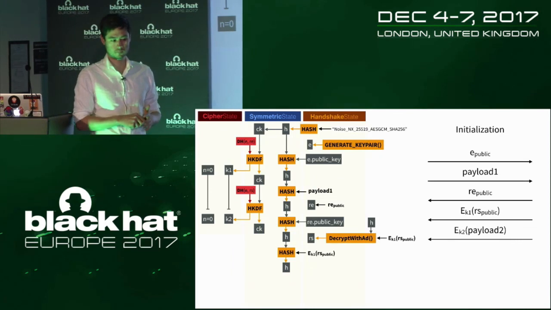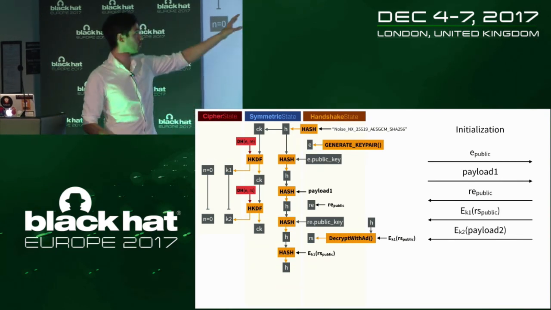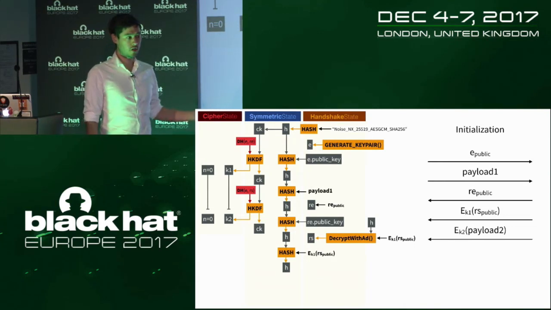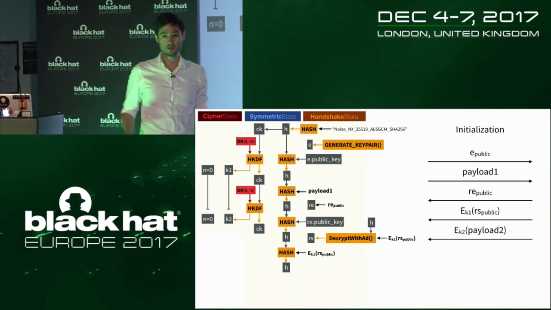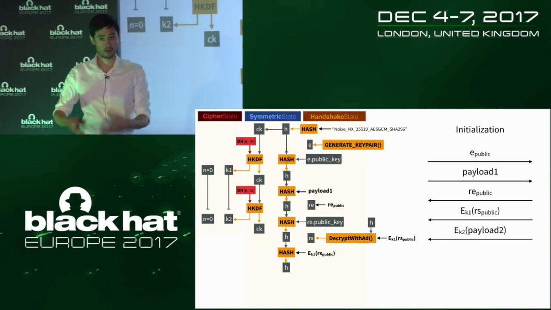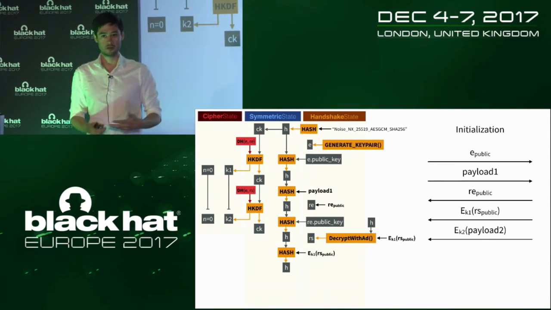I had a question. You still rely on asymmetric keys to prove the identity of the party you're communicating with? So you don't have to. This is one example. This is not NX. You have other handshakes where you can just use a pre-shared key. So no public key. Well, you still do the ephemeral public key part, but you rely on that shared secret, so not on a static, long-term static key.